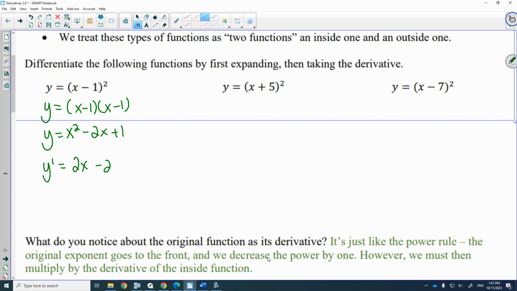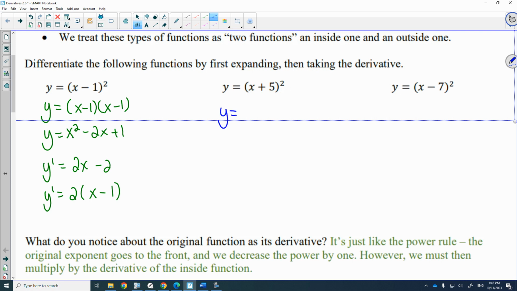This is the answer, but in order to see this pattern that's going to exist with the chain rule, I just want you to factor this answer. Normally you would just box this in, but let's factor this answer. So y prime is equal to 2(x minus 1). Okay, let's do this one, and then let's stop and see if we can see what the pattern will be.